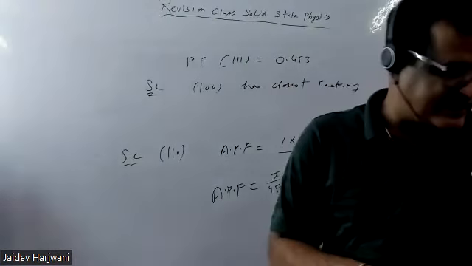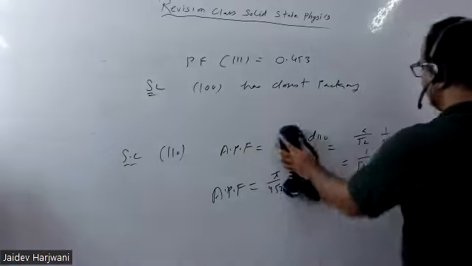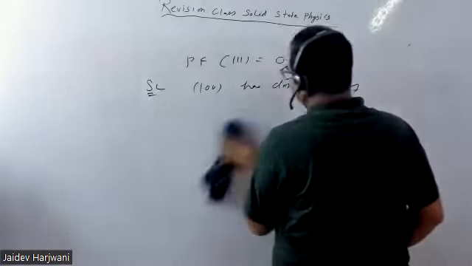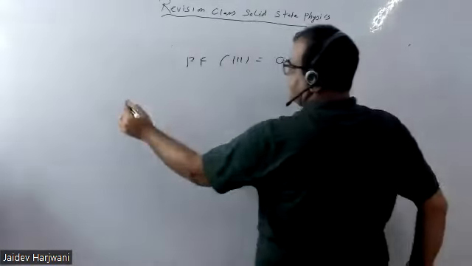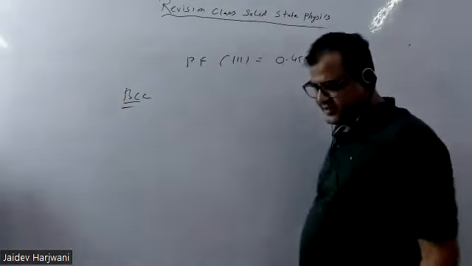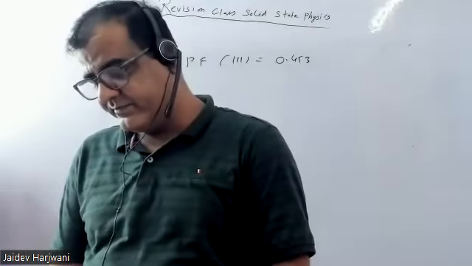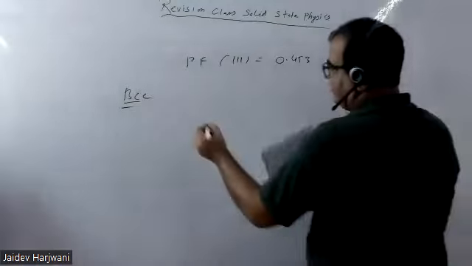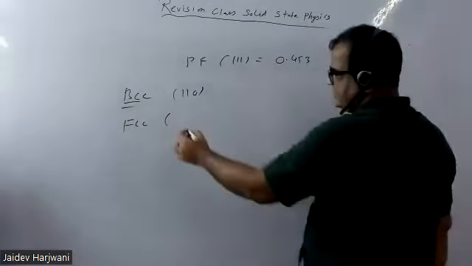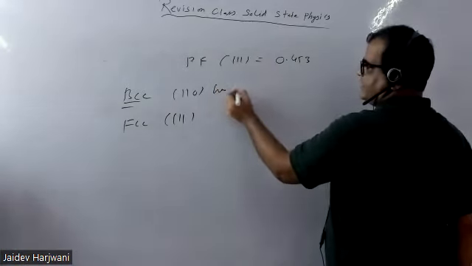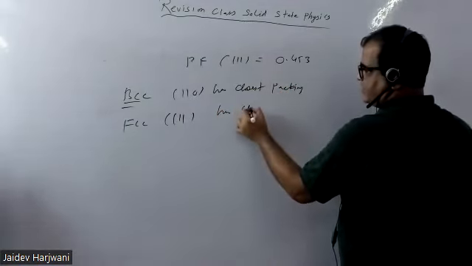Similarly, you can do it now for BCC and FCC. So you have to remember the results. If I take BCC instead of simple cubic, only the n effective will change. Tell me, in BCC, which plane has the closest packing? 100 plane, sir. This is simple cubic. In BCC it is the 110 plane. And in FCC you have the 111 plane as the closest packing.